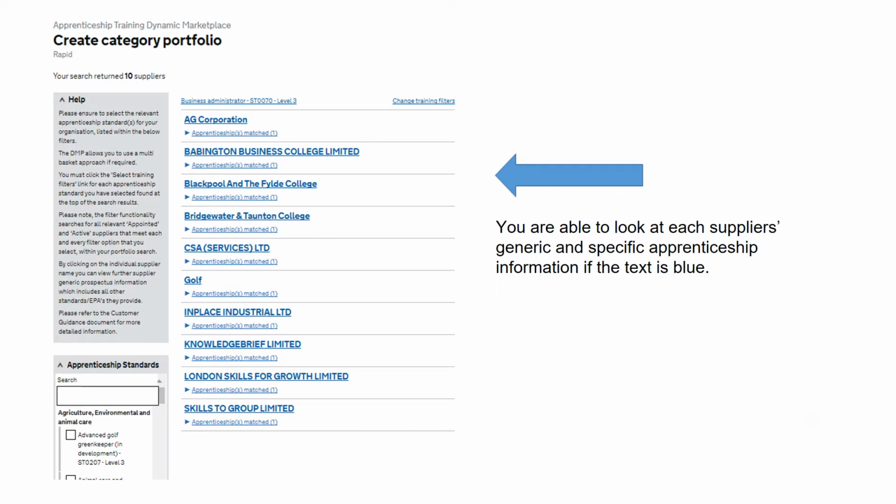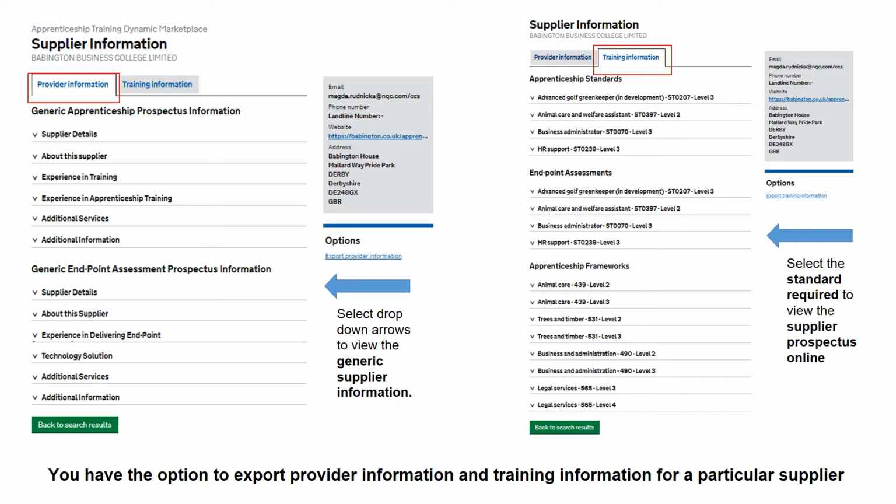Whenever you see the supplier name in blue text and underline, select a particular supplier and you can view their provider information and training information. Rapid Award only. On this screen, you're able to view provider information, which will detail their generic supplier details, and training information, which will detail their apprenticeship standards and delivery details.